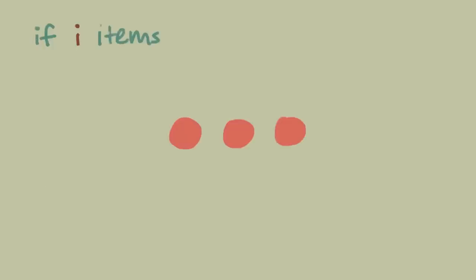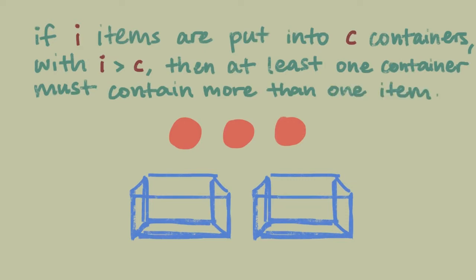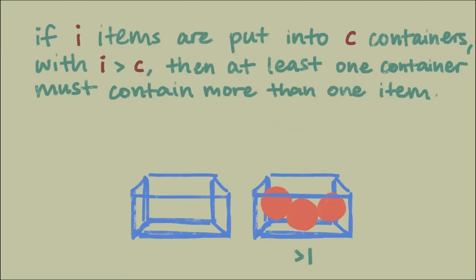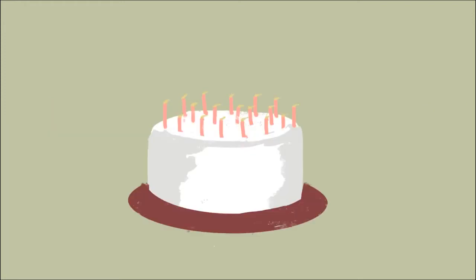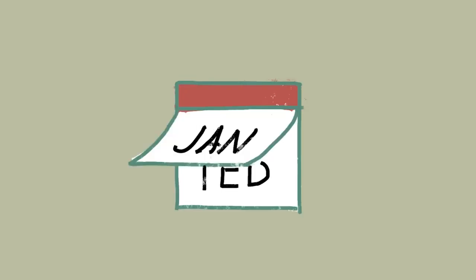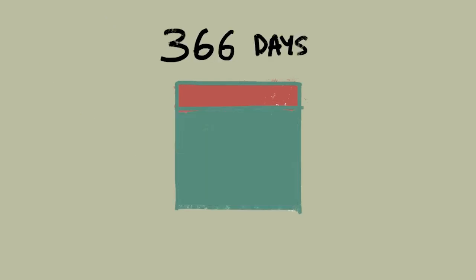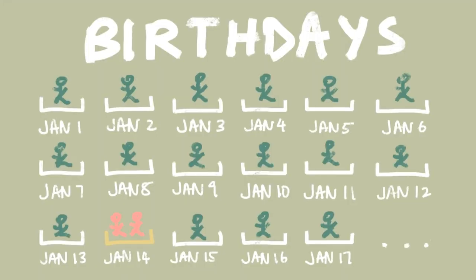It states that if I items are put into C containers with I greater than C, then at least one container must contain more than one item. Simple, right? What are some applications of this? One has to do with birthdays. In a room with 367 people, I claim that there must exist 2 people that share the same birthday. This is because there are at most 366 days to choose from, accounting for a leap year, and so by Pigeonhole Principle, at least one day is the birth date for 2 people.